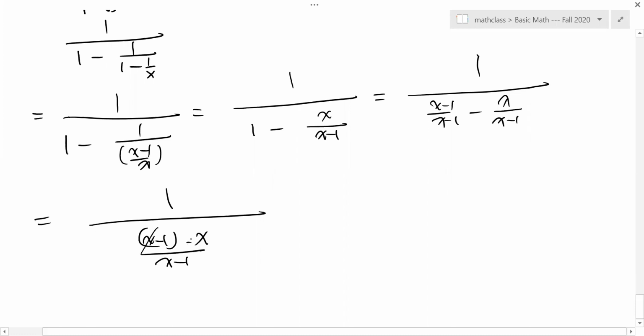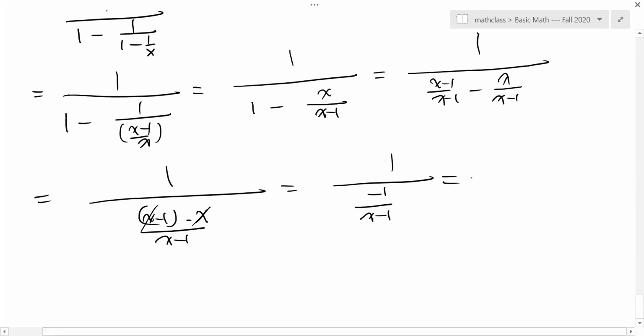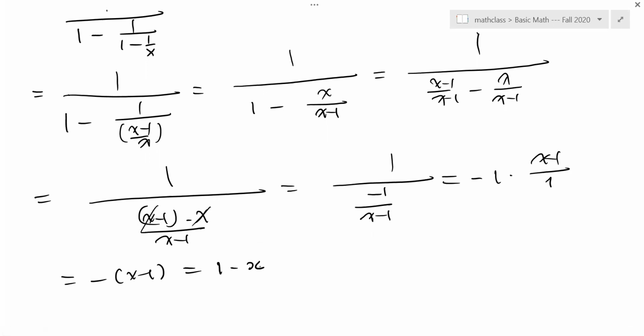And then this x cancels with that x. So you will get negative 1 over x minus 1. Since this is in the denominator, I can put a negative sign here and turn this upside down. So it'll be x minus 1 over 1. And then finally, the answer will be negative x minus 1. That's 1 minus x. Wow. See, this very giant fraction can be simplified to 1 minus x. If you are careful, step by step, eventually you will get this simple form. It's 1 minus x.